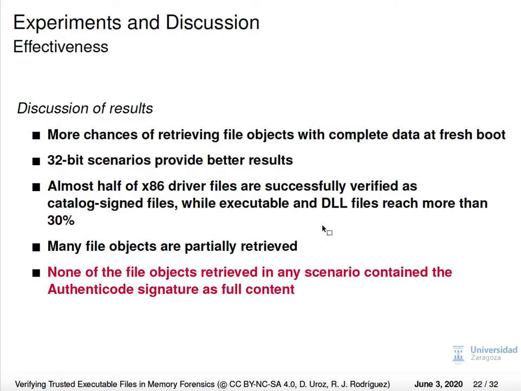So regarding the discussion, we found that there are more chances of retrieving file objects with complete data at first boot. 32-bit scenarios provide better results than 64-bit, and almost half of the 32-bit driver files are successfully verified as catalog signed files, and this percentage drops to 30% in the case of executable and DLL files. We found that many file objects are only partly retrieved, and that none of the file objects retrieved in any scenario contain the authenticode signature as an embedded signature.